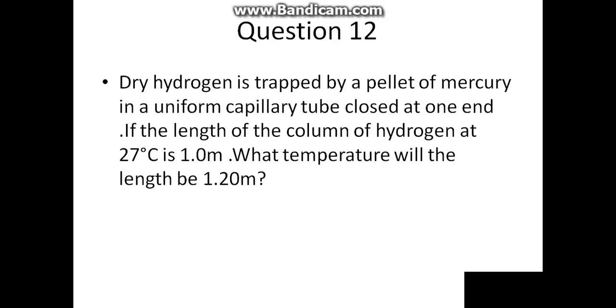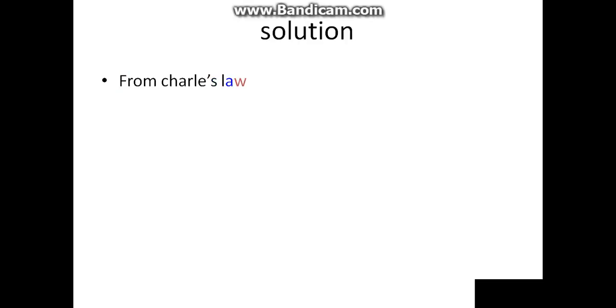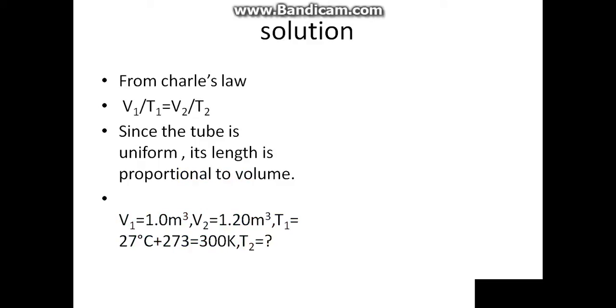Solution. From Charles' law, V1 over T1 is equal to V2 over T2. Since the tube is uniform, its length is proportional to volume. V1 is equal to 1.0 meter, V2 is equal to 1.20 meter, T1 is equal to 27 degrees centigrade plus 273, which gives us 300 Kelvin. T2 is unknown, therefore substituting the values, we have 1.0 over 300 is equal to 1.20 over T2, making T2 the subject of the formula.